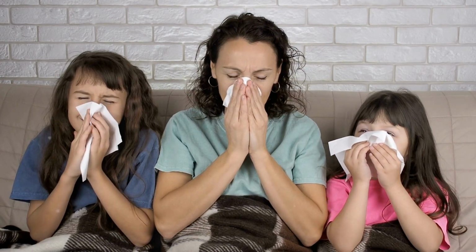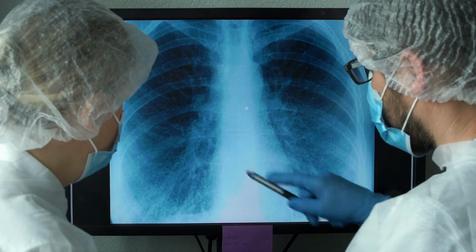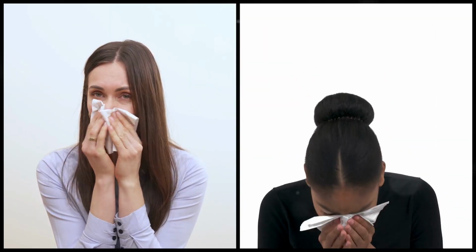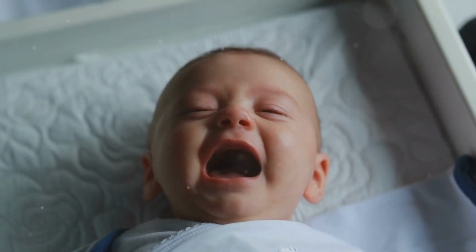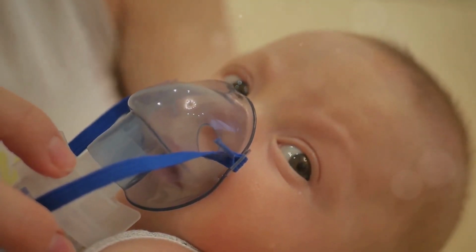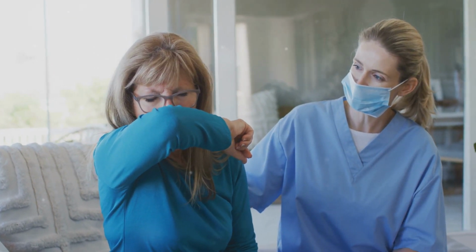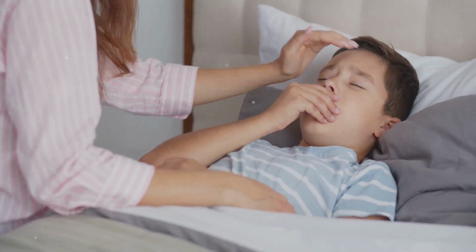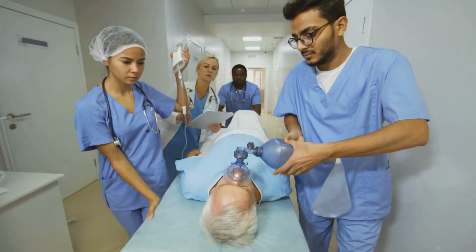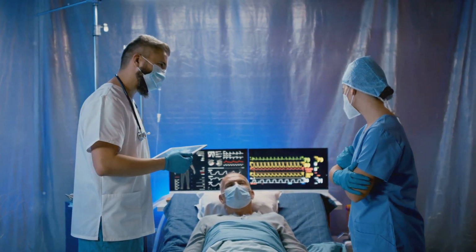RSV can cause a range of symptoms, which may vary depending on the age of the infected person and the severity of the infection. Common symptoms include runny nose, cough, sneezing, fever, wheezing, decreased appetite, difficulty breathing. In infants and young children, additional symptoms may include irritability, decreased activity, trouble feeding, pauses in breathing, also known as apnea. For older adults and people with weakened immune systems, symptoms can be more severe and may include high fever, severe cough, shortness of breath, rapid breathing, bluish color of the skin due to lack of oxygen. It's important to note that symptoms can range from mild cold-like symptoms to severe respiratory distress requiring hospitalization.